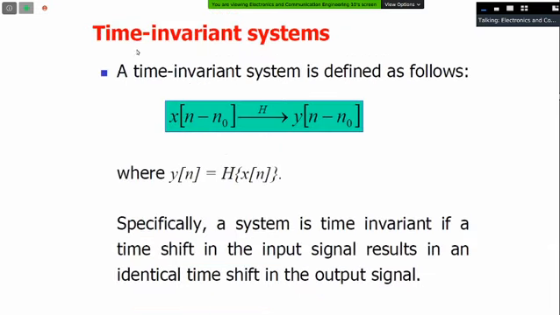Now, if we look at the time invariant and time variant systems, a time invariant system is defined as follows. If the input is delayed by a factor n0, then the output will also be delayed by the same factor. So we can define it like this. A system is time invariant if a time shift in the input signal results in an identical time shift in the output signal. All right, so these are time invariant and variant systems.